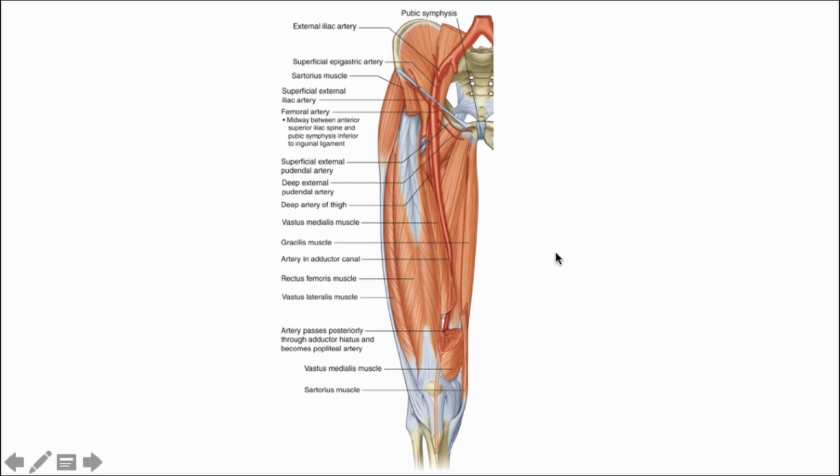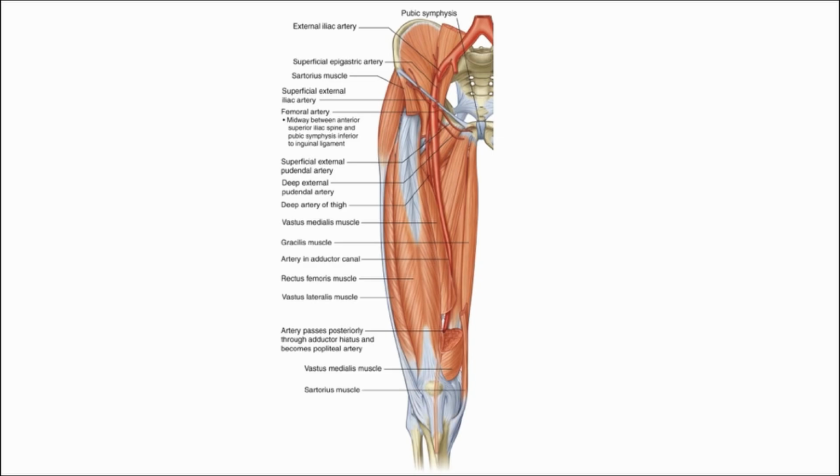Then we want to talk about the deep artery of the thigh, right? The deep artery of the thigh is the largest branch off of the femoral artery, and it is also referred to as the profunda femoris artery because it's big and deep, profunda, right? Deep. Then it originates from the lateral side of the femoral artery in the femoral triangle, and it's the major source of blood supply to the thigh, right?